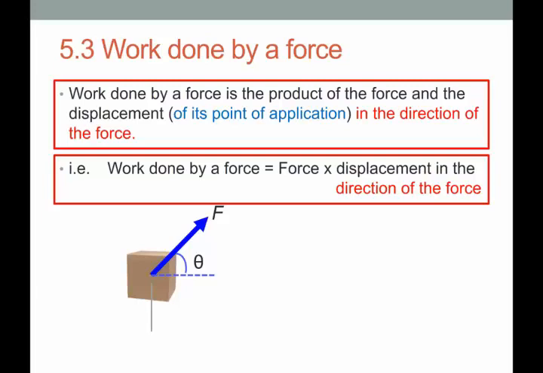Now go to the definition of work done by a force. The work done by a force is the product of the force and the displacement of the point of application in the direction of the force. Therefore, the formula: work done by a force is equal to force times the displacement in the direction of the force.